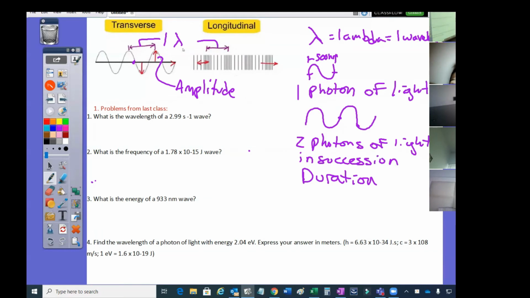So if the first one, the single photon, represents light coming out of a flashlight for 1 second, this would represent the light coming out of the flashlight for 2 seconds. It's the double duration of light. It's the same brightness, very dim because I said it was a single photon.